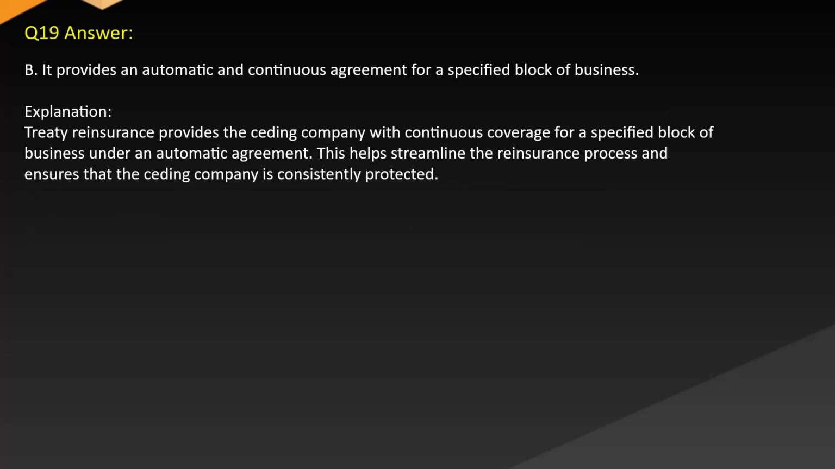Answer: B. It provides an automatic and continuous agreement for a specified block of business. Explanation: treaty reinsurance provides the ceding company with continuous coverage for a specified block of business under an automatic agreement. This helps streamline the reinsurance process and ensures that the ceding company is consistently protected.